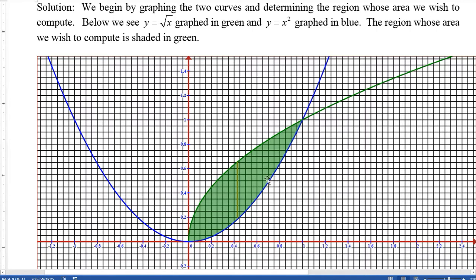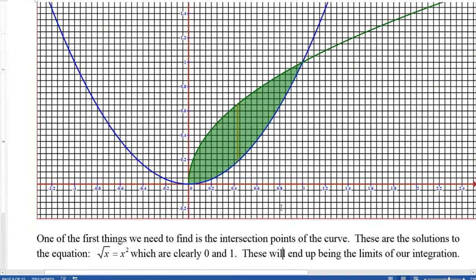We could have also done this as a horizontal strip, and it would have been integrating from the x value here to the x value here, which would require us to solve these for x. But this was easier to set up since they were already solved for y.